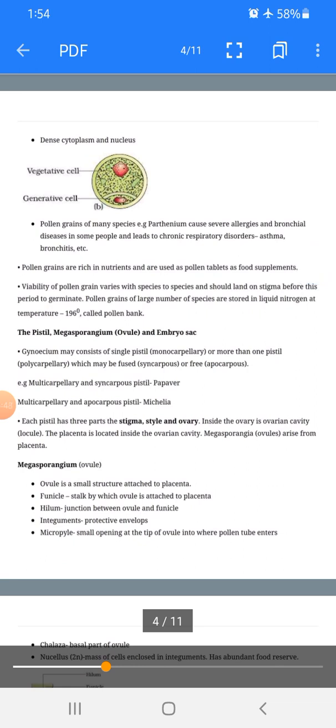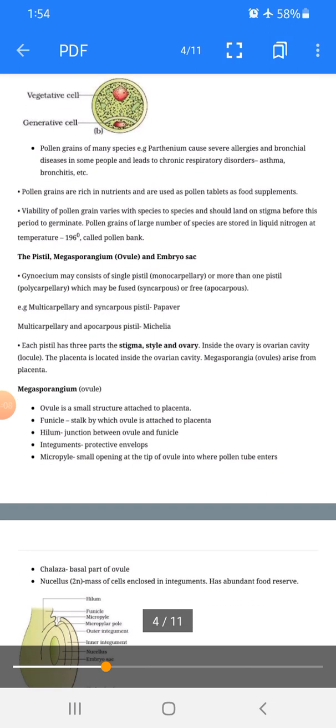Gynoecium may consist of a single pistil, that is monocarpellary, or more than one pistil, polycarpellary, which may be fused or free. If it is free then it is apocarpous and if it is fused it is syncarpous. Then each pistil has three parts: stigma, style and ovary.